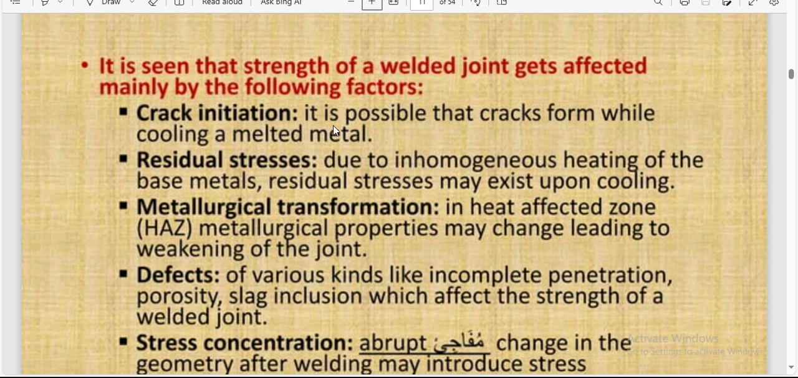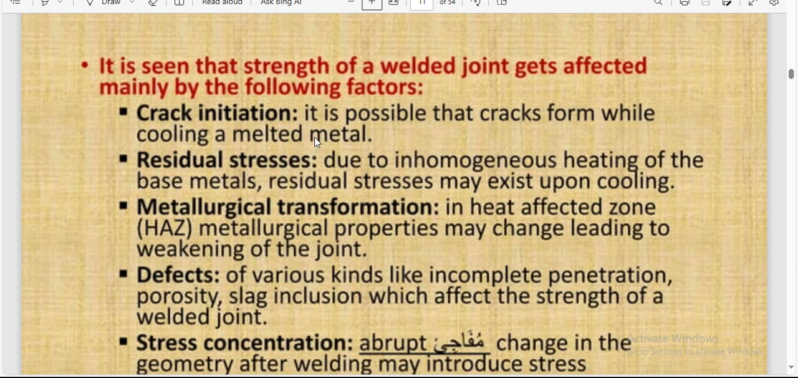Crack initiation. It is possible that a crack forms in the melted metal. When the welding process is done at liquid state, during the cooling process after we are welding, it may be at that point that a crack is initiated. Crack initiation is formed. Due to that reason, the strength of the weld is minimized or reduced.